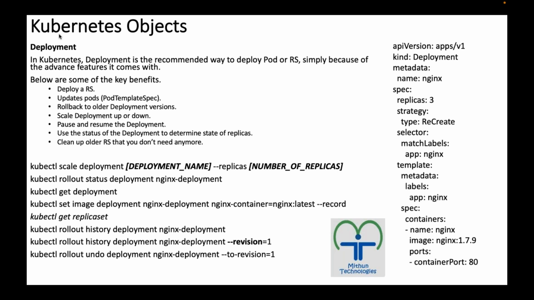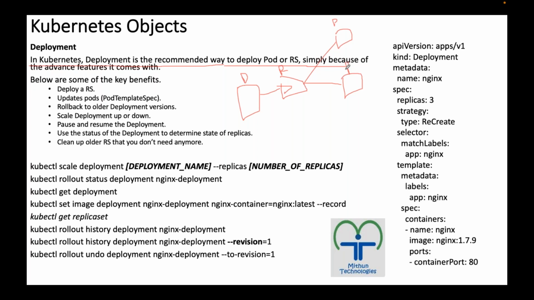Now let's understand deployment. In Kubernetes, deployment is the recommended way to deploy your pod or replica set. So even though I am creating a deployment, internally what is it going to create? Deployment will create a replica set. Replica set will manage what? Replica set will manage the pods. I am creating a deployment, deployment will create a replica set, and the replica set will manage the pods like this.